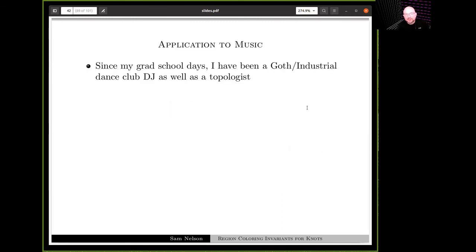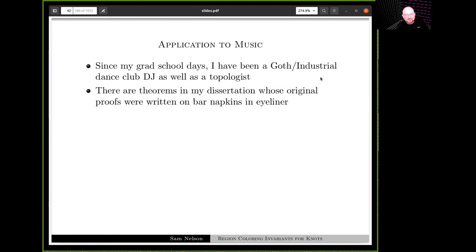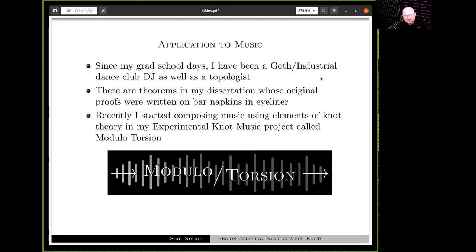All right, so for the final application, I wanted to tell you a little bit about what I've been up to regarding music. Since my grad school days, I've been a goth and industrial dance club DJ, in addition to being a topologist. So you may have heard there are theorems in my dissertation whose original proofs were written on bar napkins and eyeliner. And recently I started composing music using elements of knot theory in an experimental knot music project that I call Modulo Torsion.